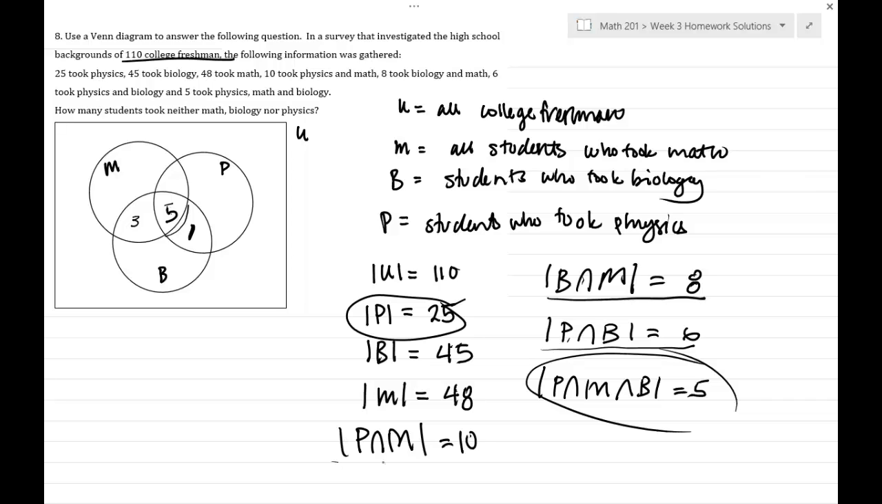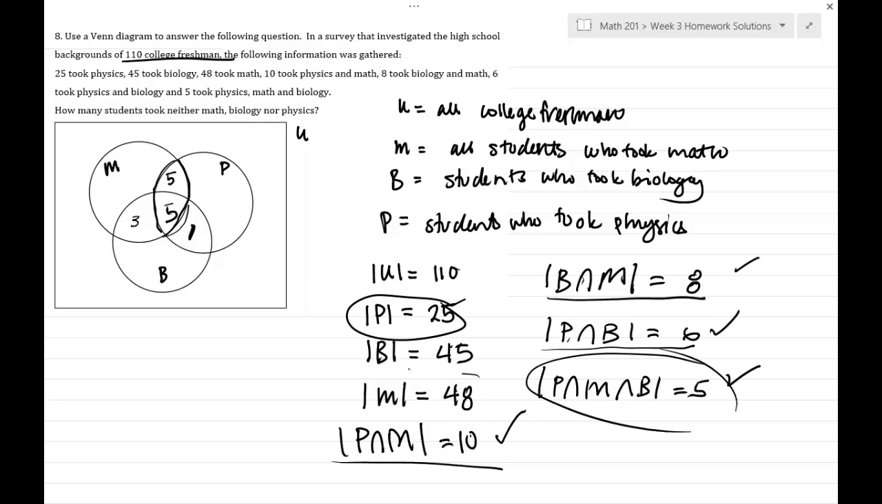Let's see. Physics and math. Physics and math are these 2 regions here. That contains 10 elements. I've already placed 5, so I have 5 more to place. So that means 5 students took math and physics, but not biology. Okay. So I've used this information, 6, 8, 10.